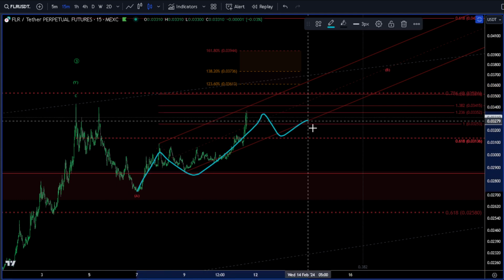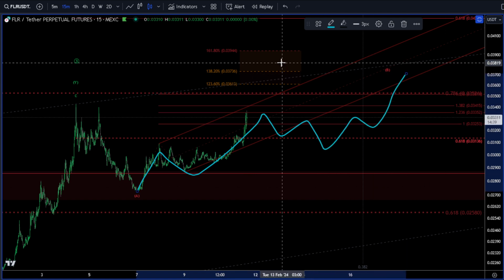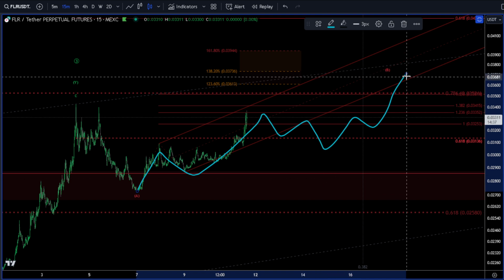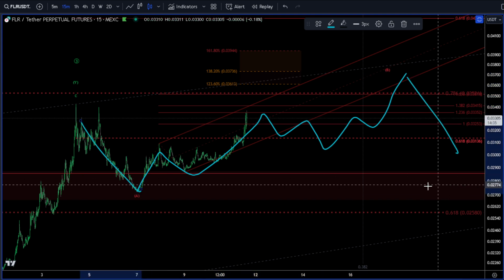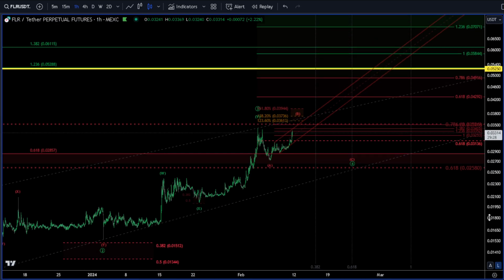We'd be looking for this to correct and then another 3-wave move up like this. I don't expect us to go straight there right now. And then we can make our C wave after the fact. So B waves can get very extended. Remember that. Go out to the hourly. I'll show you what I mean.